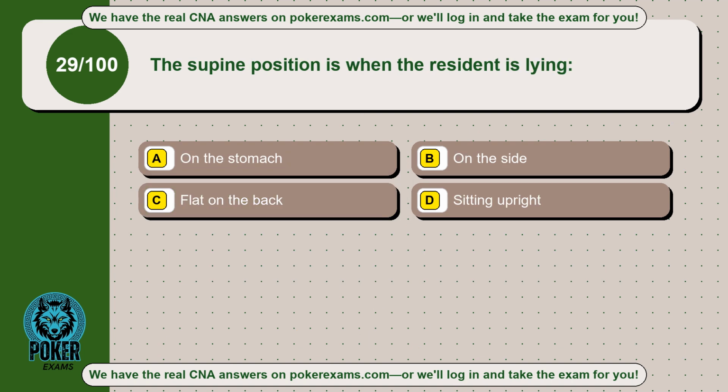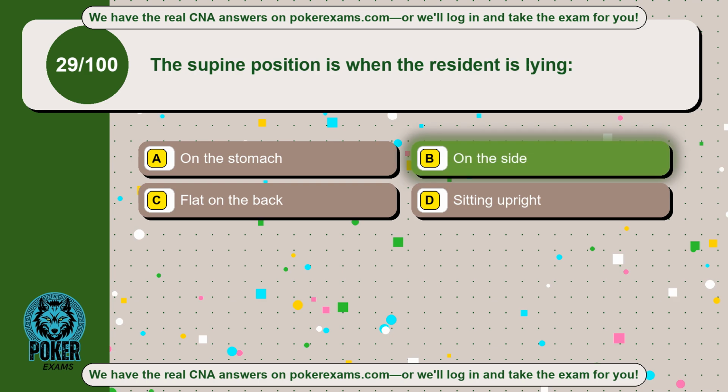Question 29. The supine position is when the resident is lying: Option A, on the stomach. Option B, on the side. Option C, flat on the back. Option D, sitting upright. The correct answer is option B, on the side.